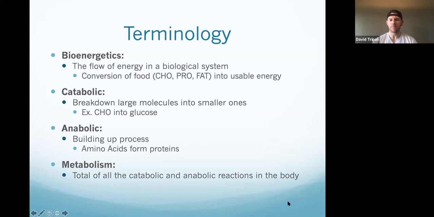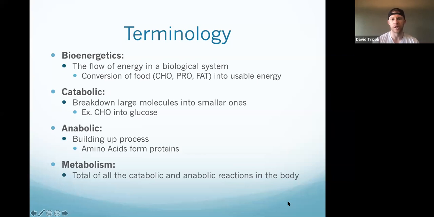When something is called catabolic, it is the breakdown of large molecules into smaller ones. So you have carbohydrates, think of a potato or pasta, and that getting broken down into its single glucose molecule. So a simple molecule to be used for energy, or produced for energy. You can also think of things like muscle getting broken down, right?